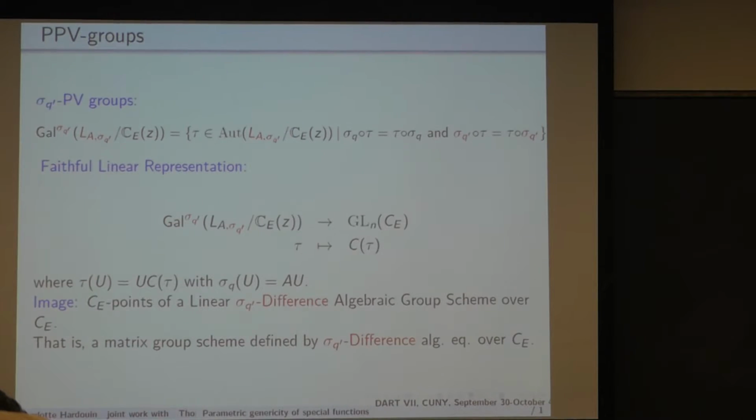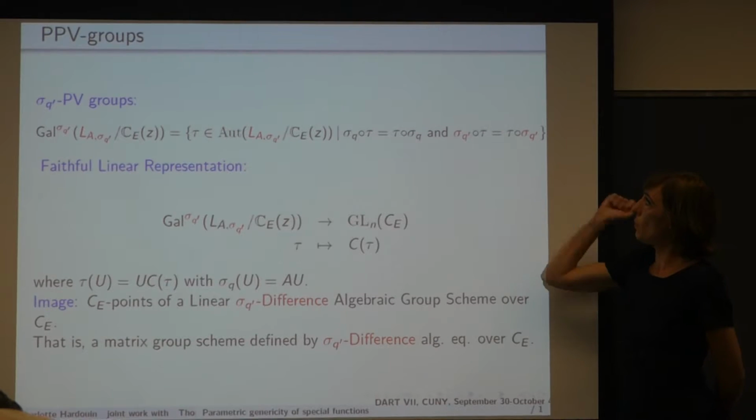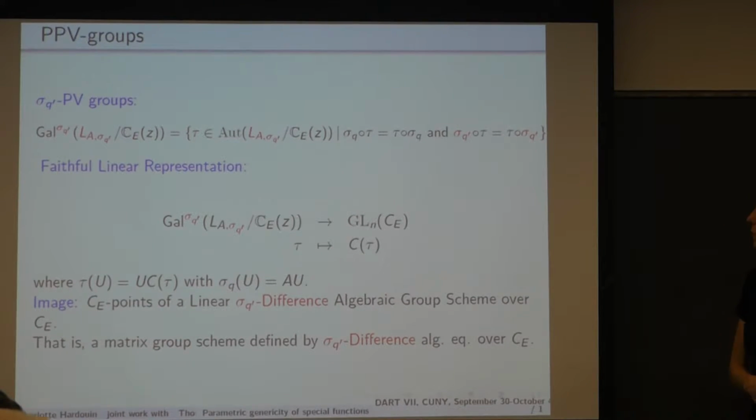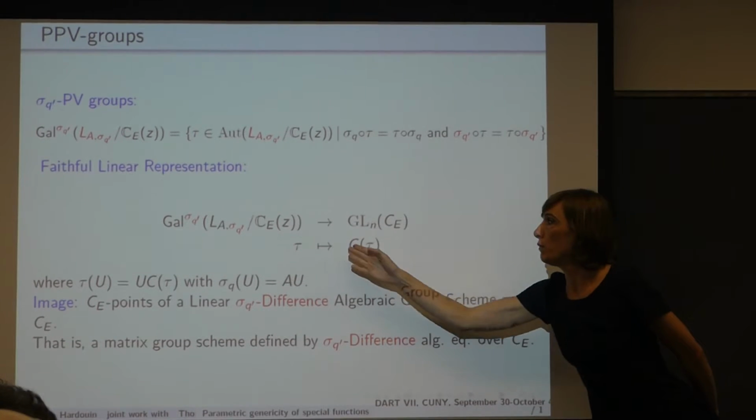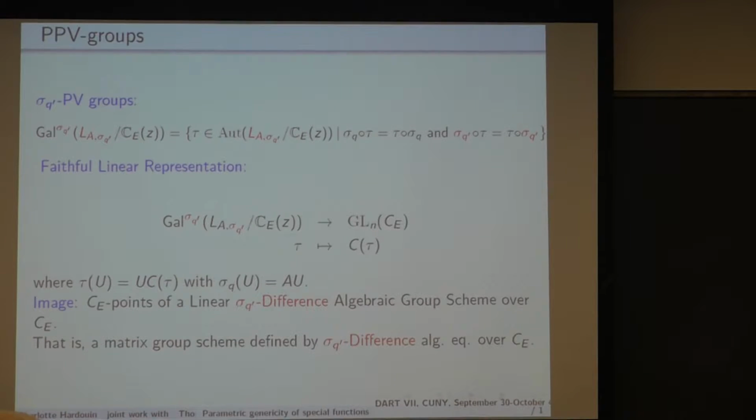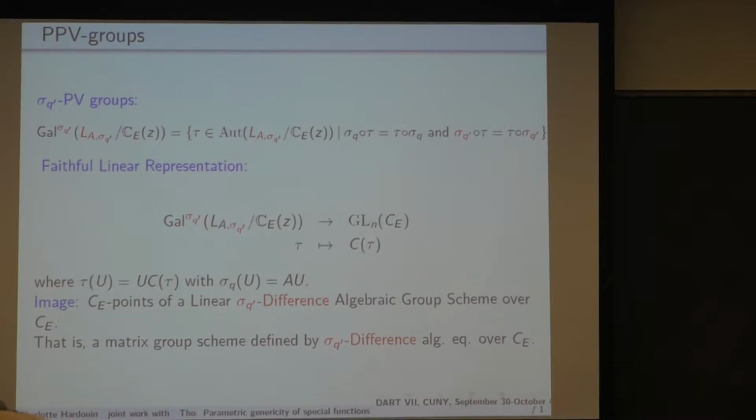The same kind of reasoning with the sigma q prime operator gives you, this time, looking at the automorphisms that commute with the operators you are interested in, sigma q and sigma q prime. The same kind of arguments give you a faithful linear representation, but this time the image of this representation is a sigma q prime difference algebraic group scheme. And in this setting, you are really obliged to look at the defining equations and not at their points in fields, because that's not sufficient, as Michael Wibmer told you.